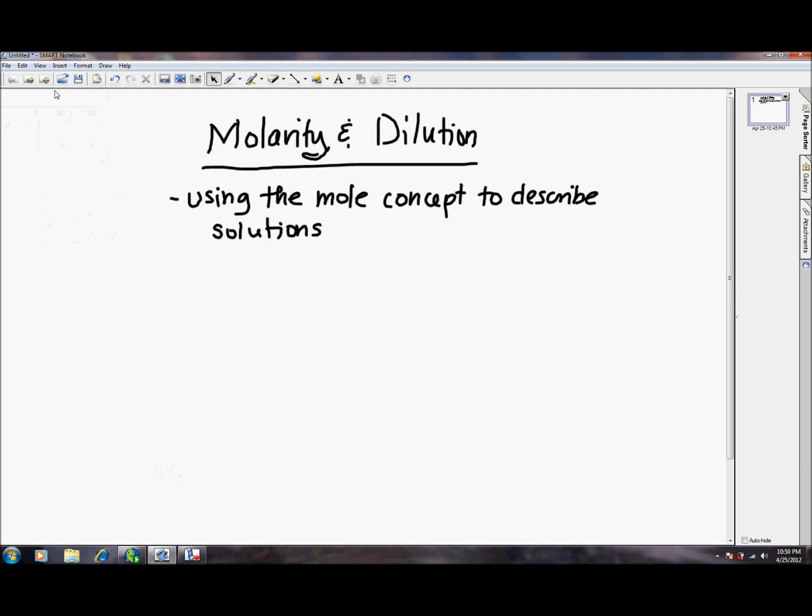Okay, our last major concept in stoichiometry in the mole unit is to talk about ways to use the mole unit to describe solutions. And remember, solutions are dissolved compounds.